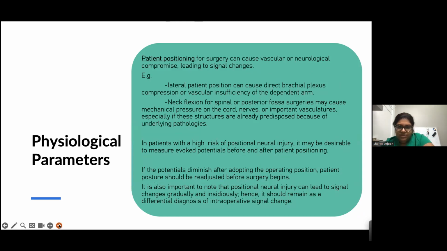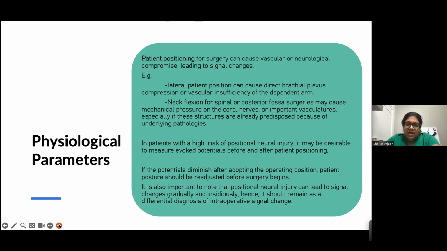So patient positioning as well is very important. For surgery, it can cause vascular or neurological compromise leading to signal changes. For example, in the lateral position, the position can cause direct brachial plexus compression or vascular insufficiency of the dependent arm. Neck flexion as well, for spinal or posterior fossa surgery, may cause mechanical pressure on the cord, nerves, or important vasculature, especially if the structures are already predisposed because of underlying pathologies.